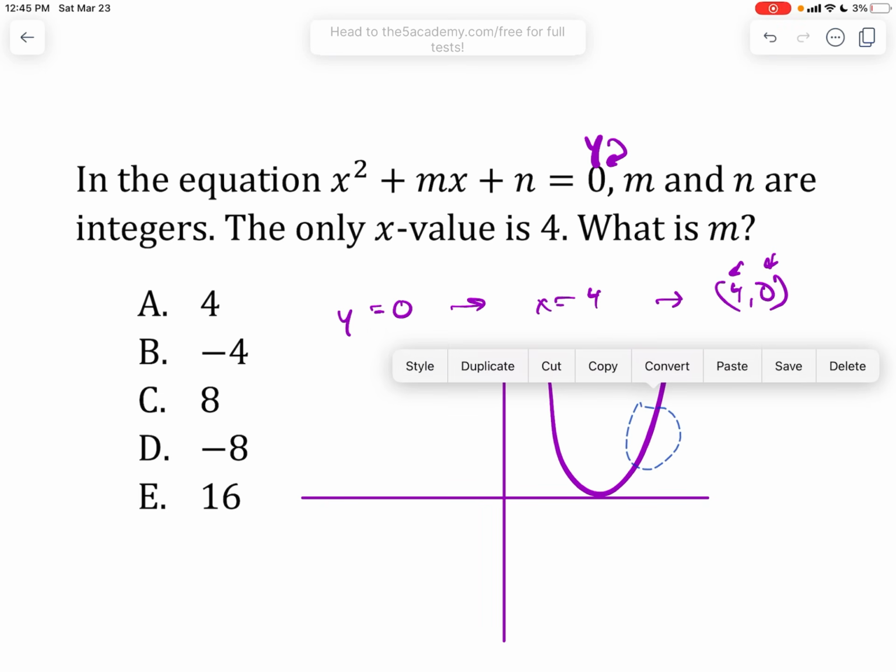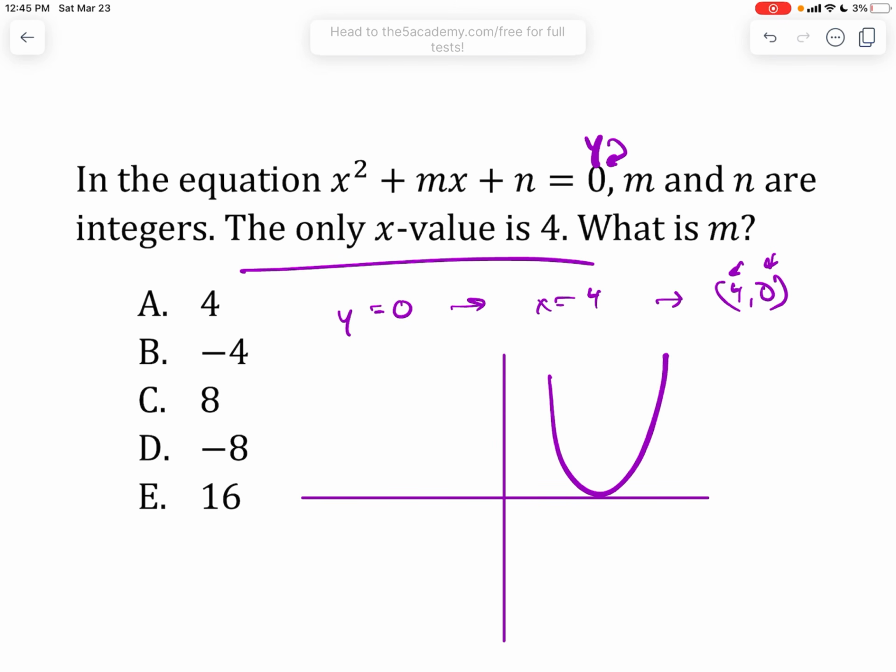It's really saying the only x-intercept is 4. So can you identify for me what quadratic equation looks like this, where you have only one x-intercept?